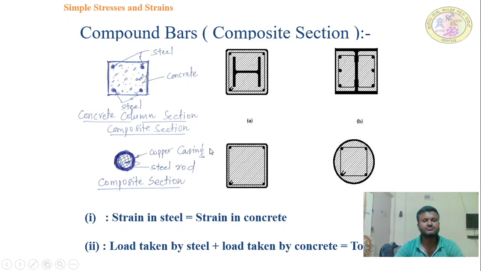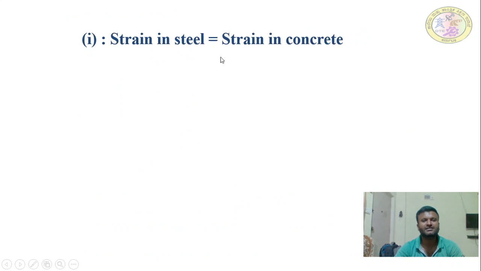We shall start with the first condition and how to analyze it. See, strain in steel is equal to strain in concrete. Strain is change in length divided by original length. Deformation can be expressed by a parameter called strain, which is change in length divided by original length, or in general, change in dimension to the original dimension.